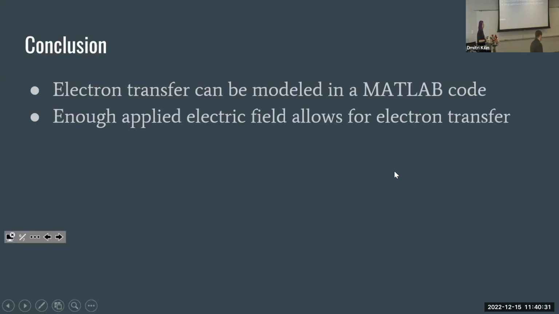Then some conclusions to take away from this are that electron transfer can be modeled by MATLAB code. The transfer can be seen by the function representing the electron, which was that red wave function, moving from the molecule to the electrode, which was represented by the upside down peaks of the bright green function. And when the applied electric field is great enough, there's a steep enough slope, meaning there's enough applied electric field to increase the energy of the electron for electron transfer to be favorable, meaning a reaction will occur. And that's all.